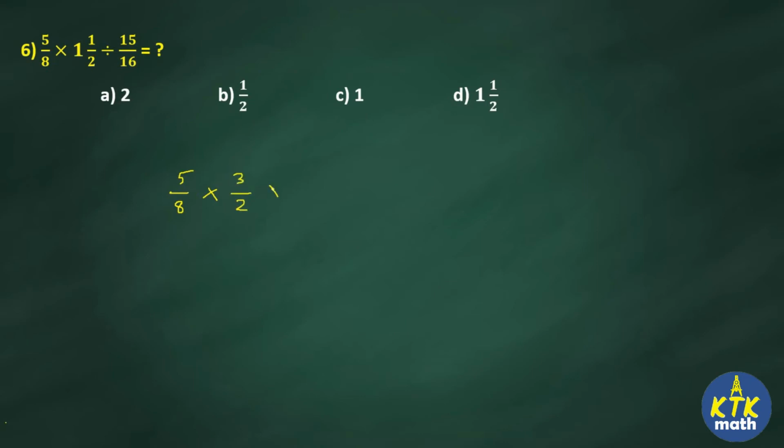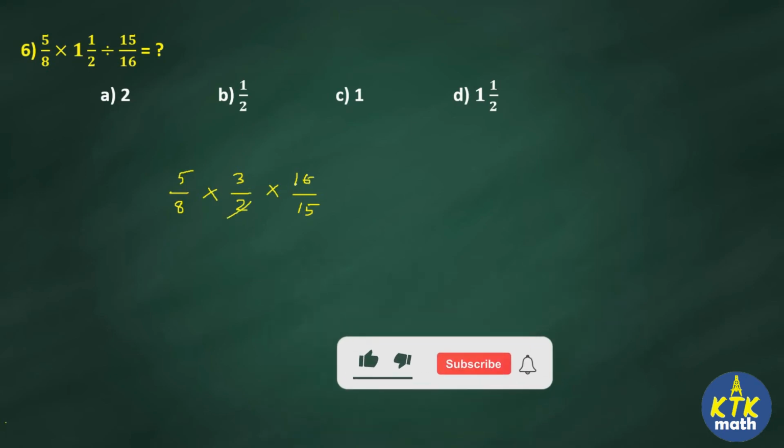Then the multiply symbol and 16 by 15. Okay, when I told you divide is given, you can reciprocal. Just rotate the fraction upside down. 15 by 16 becomes 16 by 15. So if you solve this, you will get the answer. Okay, now start cancelling the numbers. I can cancel 2 with 16. How many times? 8 times. Again this 8 and 8 also got cancelled.